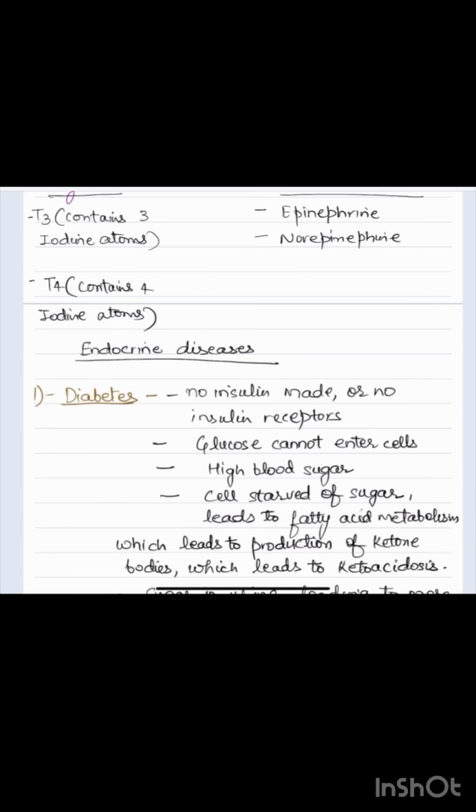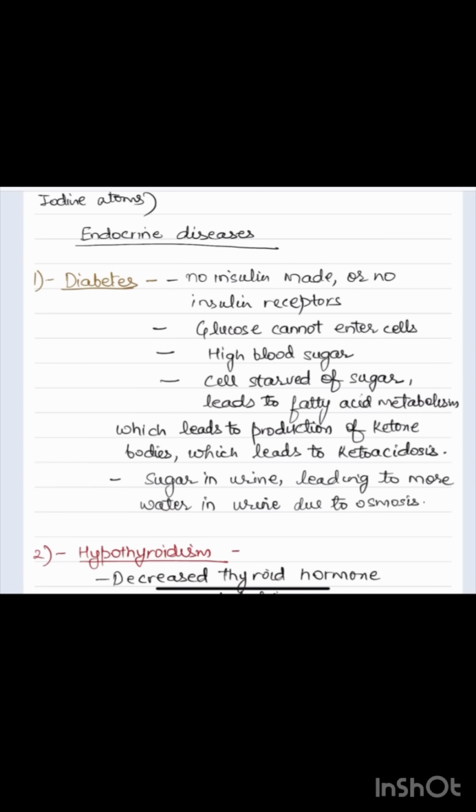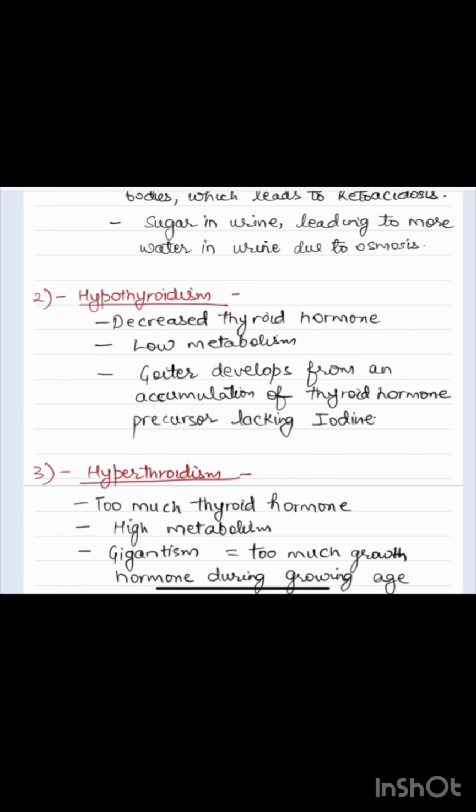Now, a few diseases which are associated with the endocrine system. First, we have diabetes. No insulin is made in diabetes, or no insulin receptors are working. The main problem in diabetes is that glucose cannot enter the cells, leading to a high blood sugar level. Cells starved of sugar lead to fatty acid metabolism, and there is sugar in urine leading to more water in urine due to osmosis.